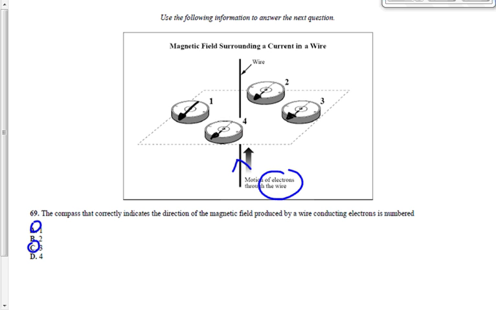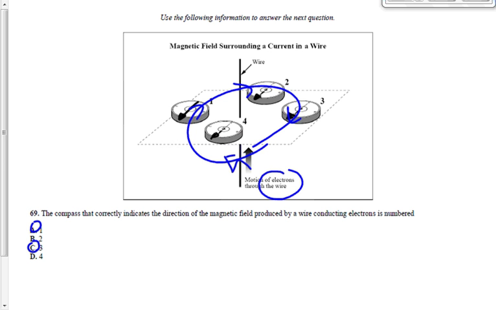Which compass is pointing in the right direction? Out of the page, to the left, into the page, to the right. Which compass is pointing in the right direction? Well, that's the way we said it, right? Yeah, out of the page on the left-hand side. Or on the right-hand side, sorry.